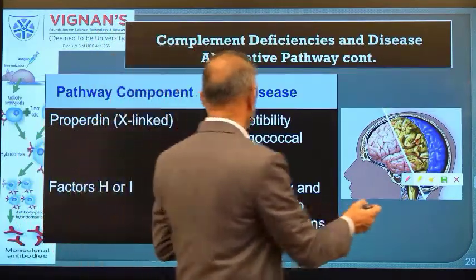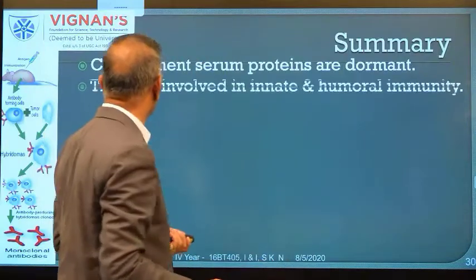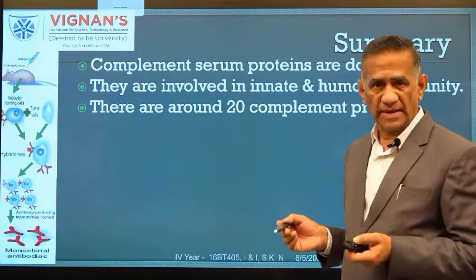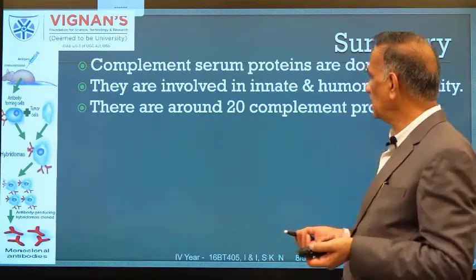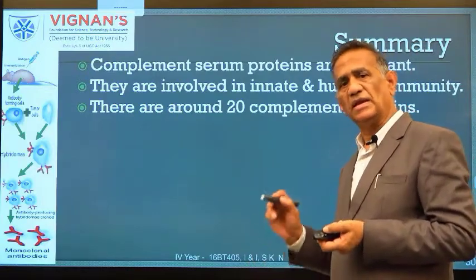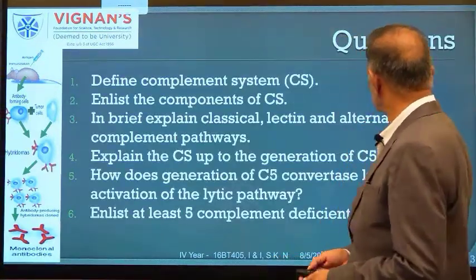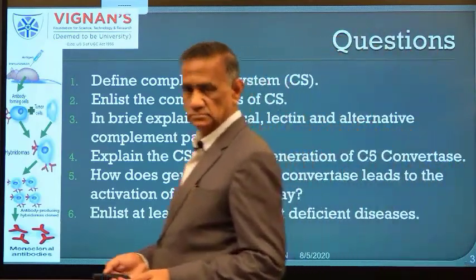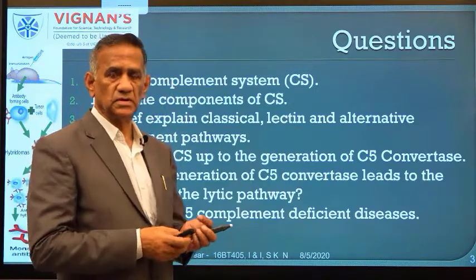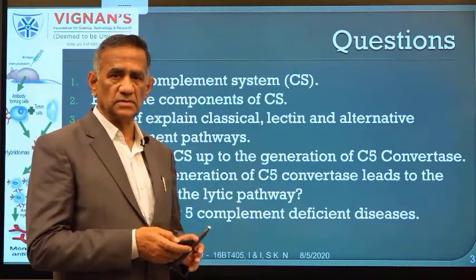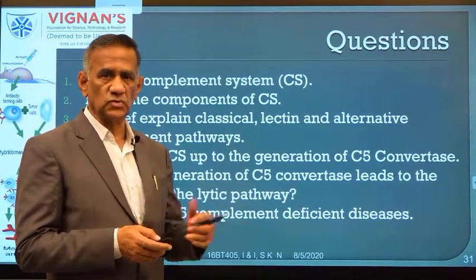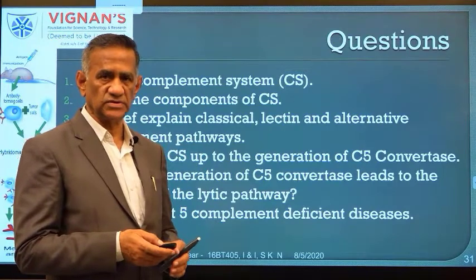Now let us see the summary. Complement serum proteins are dormant. That's what we have been talking about since the beginning. They are involved in innate and humoral immunity. With this summary and the details that you have seen in the cytokine chapter topic, let us go through a few of the assignments or study questions.